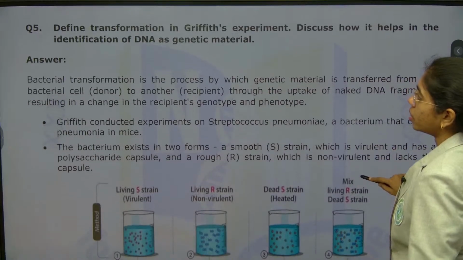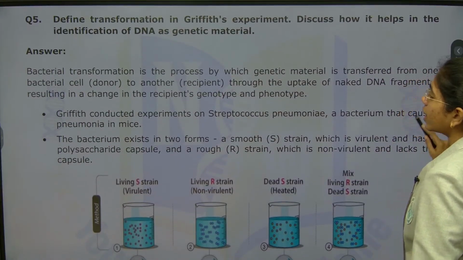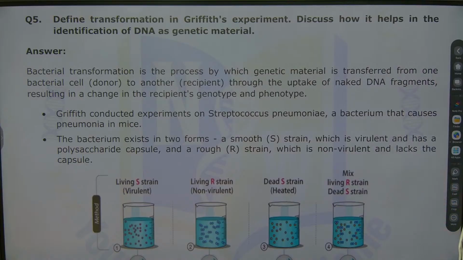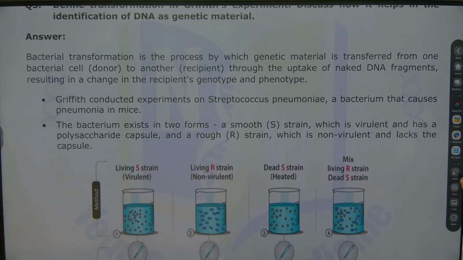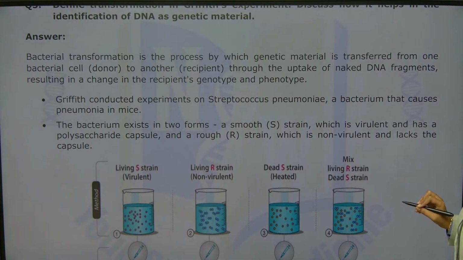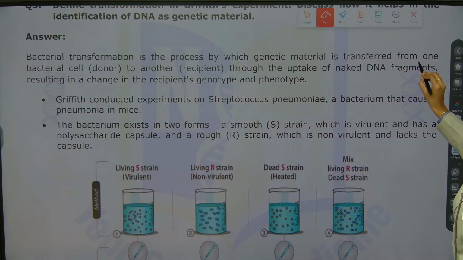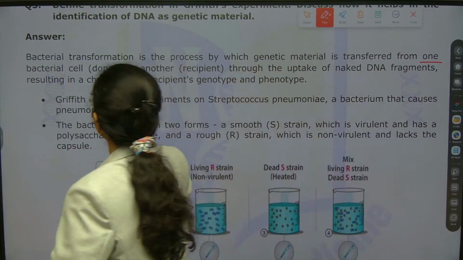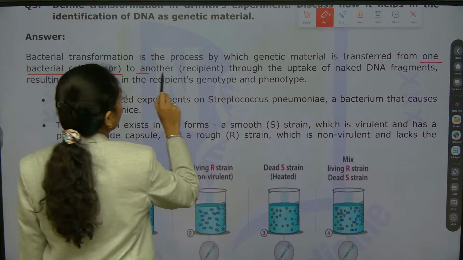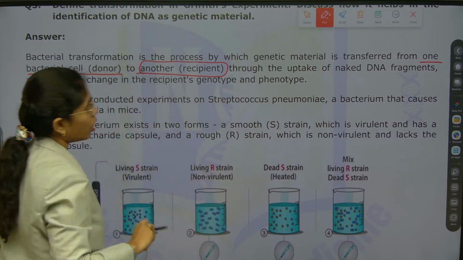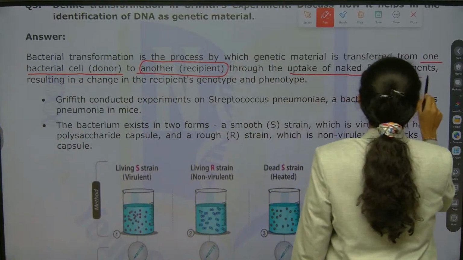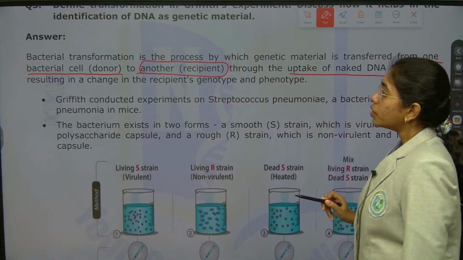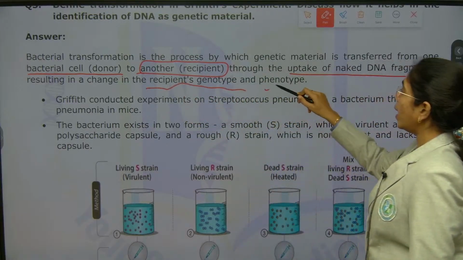Define transformation in Griffith's experiment. Discuss how it helps in identification of DNA as genetic material. So, here, bacterial transformation first. Bacterial transformation is a process by which genetic material is transferred from one bacterial cell, that is donor, to the other bacterial cell, that is recipient cell, through the uptake of naked DNA fragments, resulting in change in the recipient's genotype and phenotype.